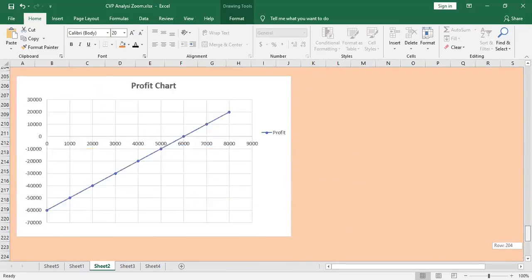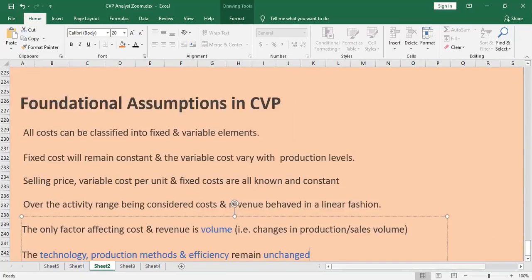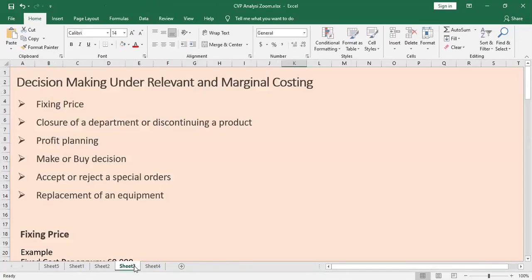Right. So with that, I am moving into the next part. Obviously, we have another 15 minutes remaining, so I can discuss the next bit of the discussion, where we are going to discuss some of the decisions that we can make using this particular analysis.